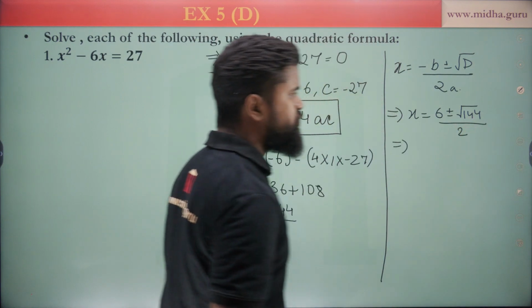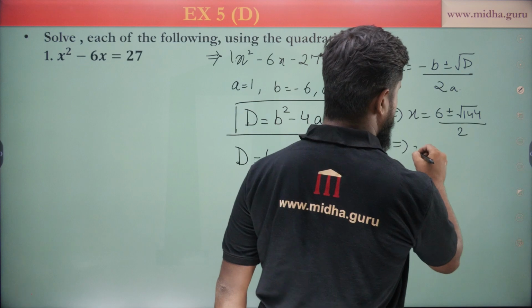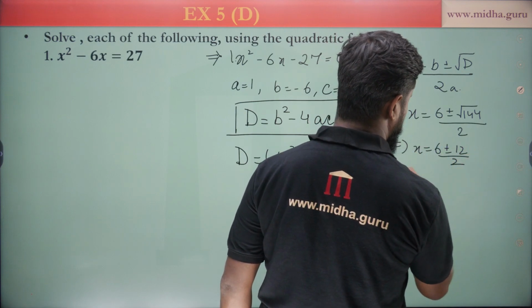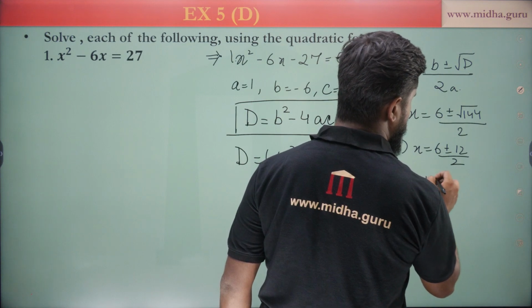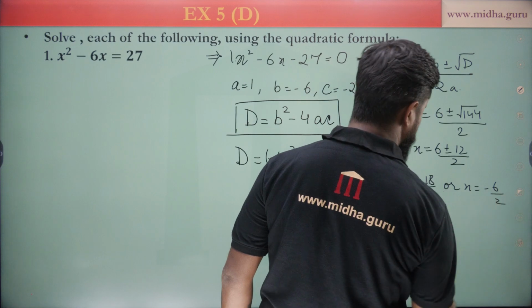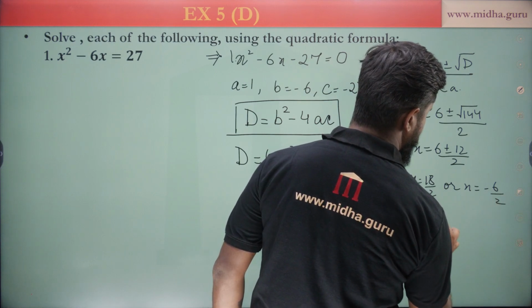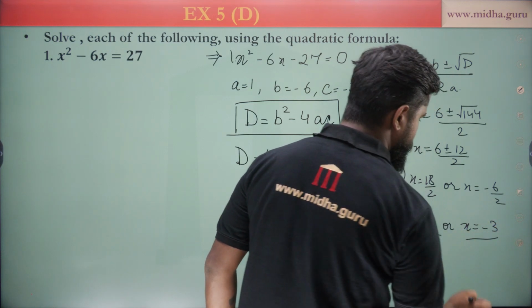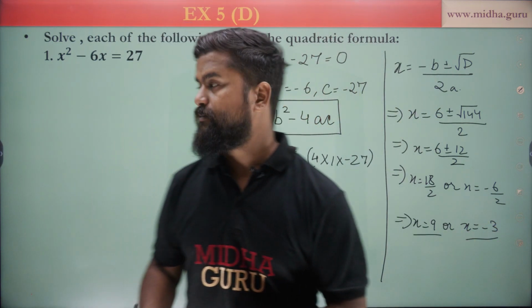So now we know the root of 144 is 12. So we'll write x is equal to 6 plus or minus 12 divided by 2, which means x is either equal to 18 by 2 or x is equal to minus 6 by 2. So x will either be equal to 9 or x will be equal to minus 3. So these are the solutions for the given equation.